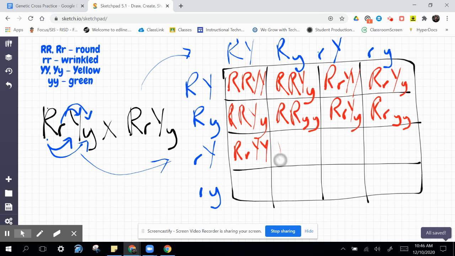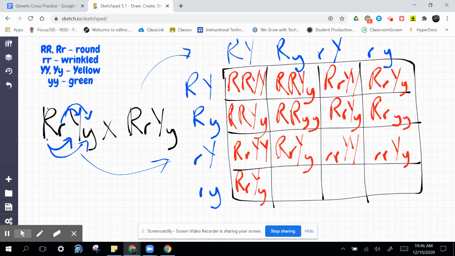And every now and then, just kind of stop and make sure you're dragging and dropping the correct alleles. Okay, so that's our box. And now we need to find out what's the probability of having round green peas.